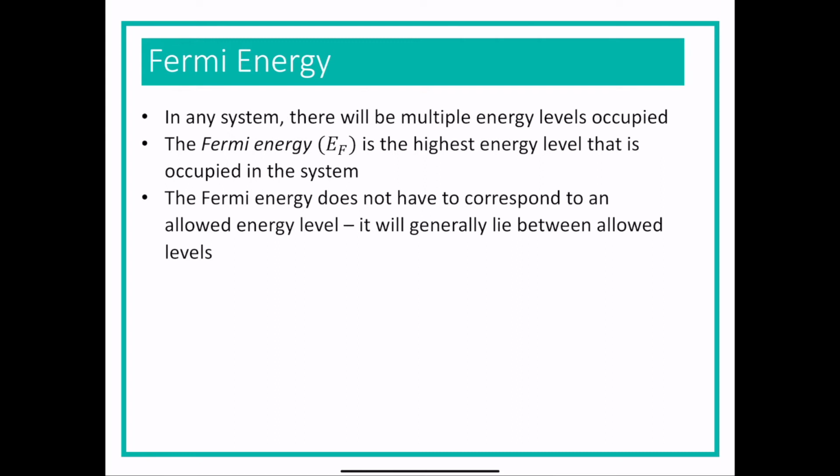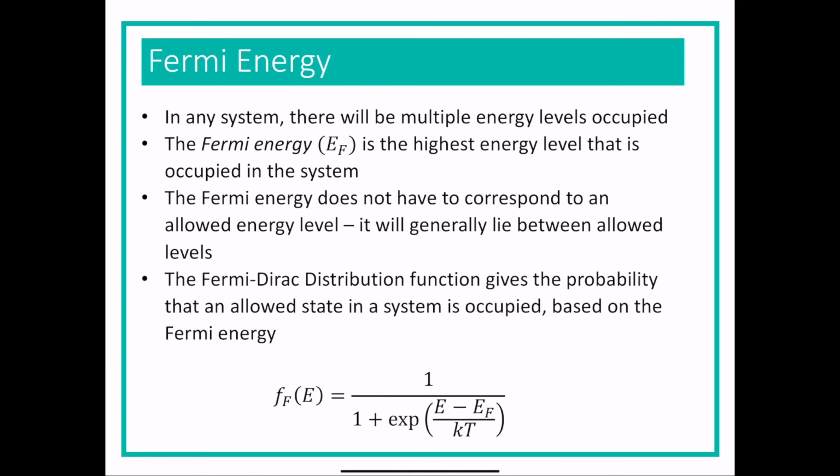So, the Fermi-Dirac distribution function just tells us the probability that an allowed state is occupied based on where it is in relation to the Fermi energy. The Fermi energy is the highest energy in the system, and if you're at an energy lower than that, chances are really, really good that that state would be occupied. If the energy is higher than the Fermi energy, chances are very slim that that state would be occupied. That's basically what it's saying.